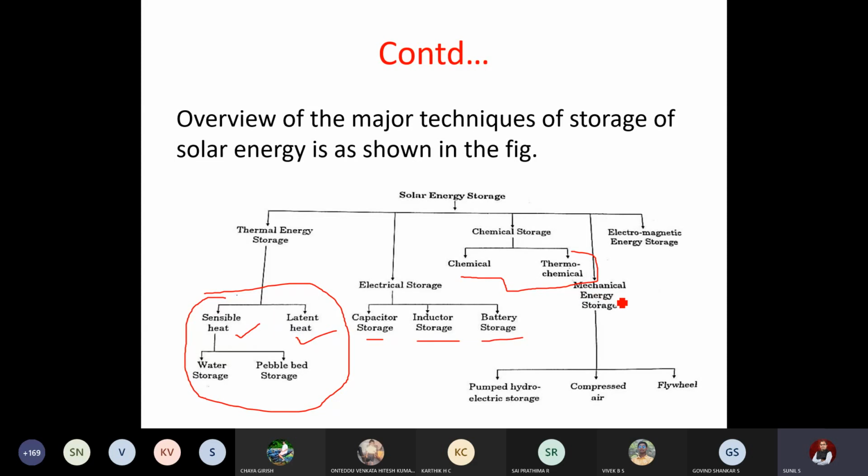Also, you can store it in the mechanical form by using compressed air or a flywheel, or in the form of pumped hydroelectric storage systems, etc. So there are many, this is just an example of water.